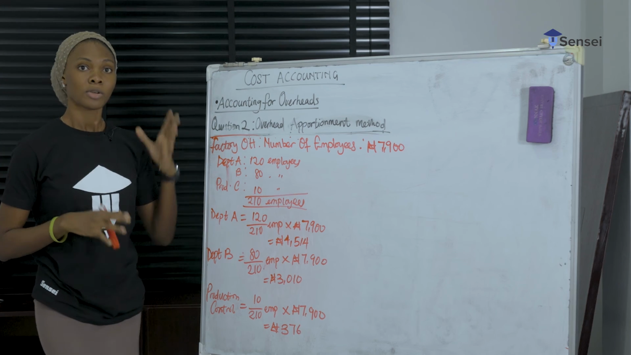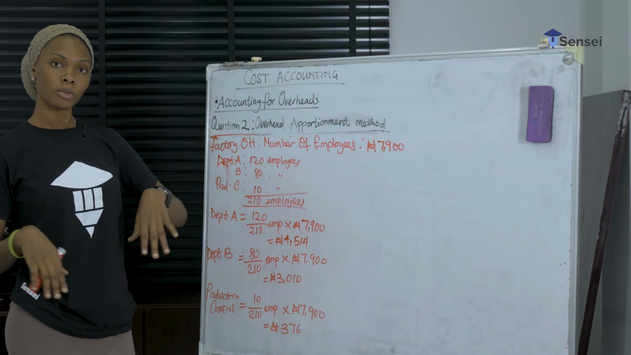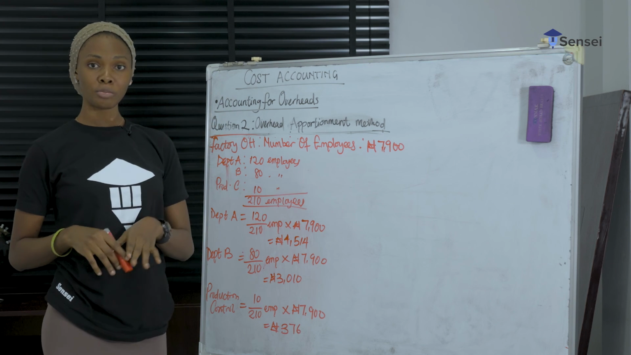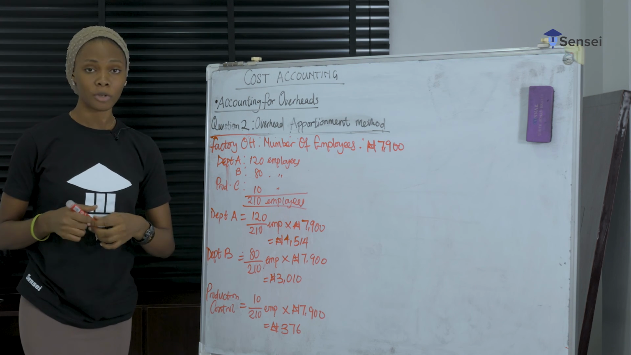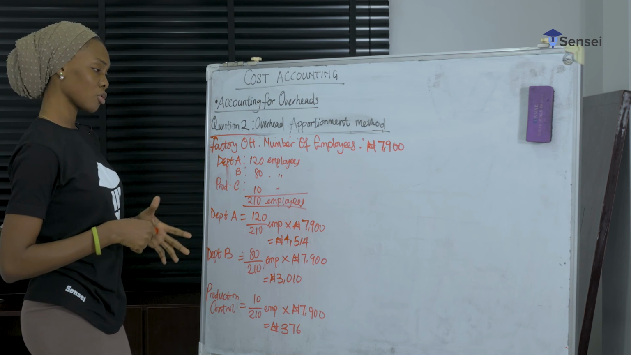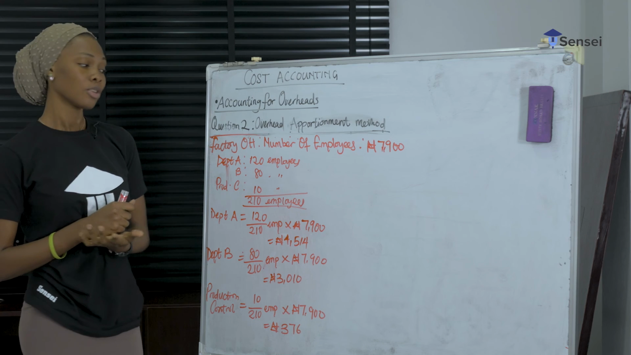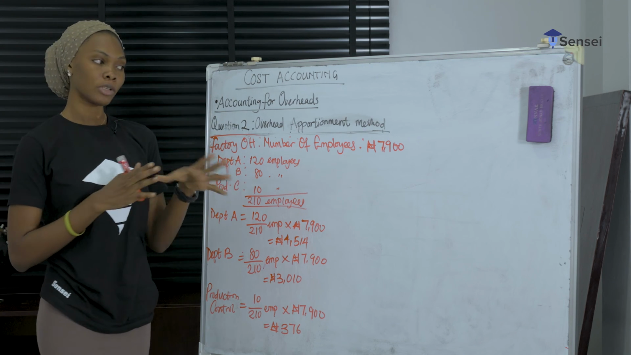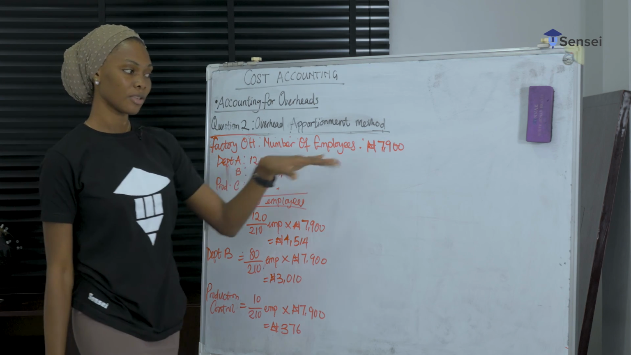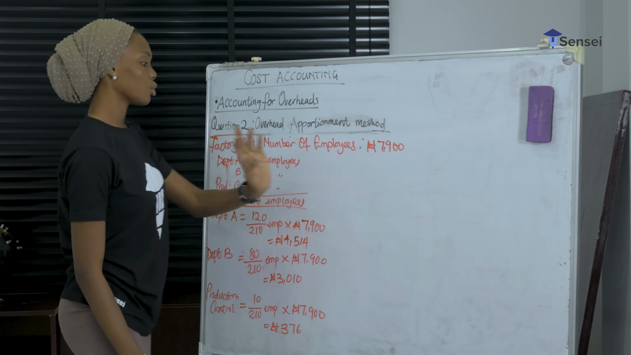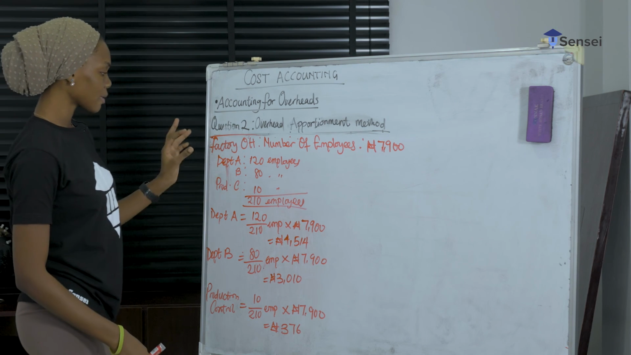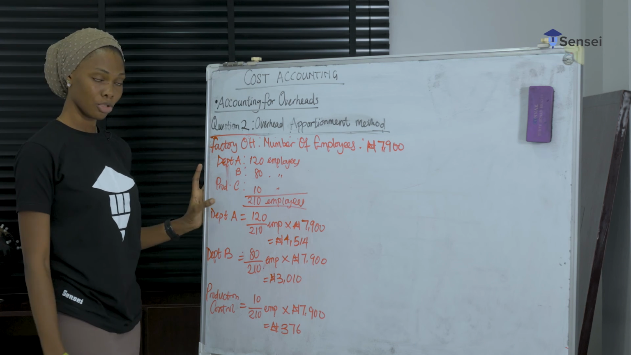So this is the last item on the table, and that's the factory overhead. And remember we said the possible basis of apportionment for factory overhead should be the number of employees in each of the departments. The total factory overhead in the question is 7,900. So this explains how we apportion 7,900 between Department A, Department B, and the production control department.